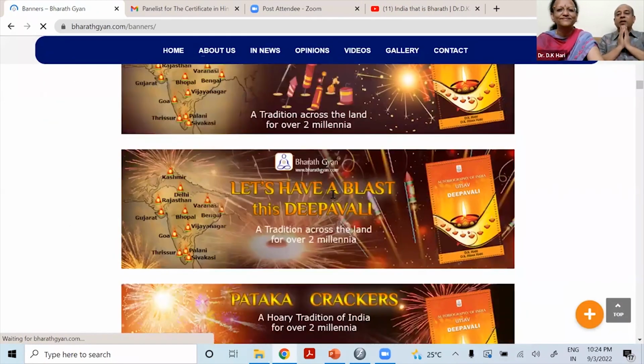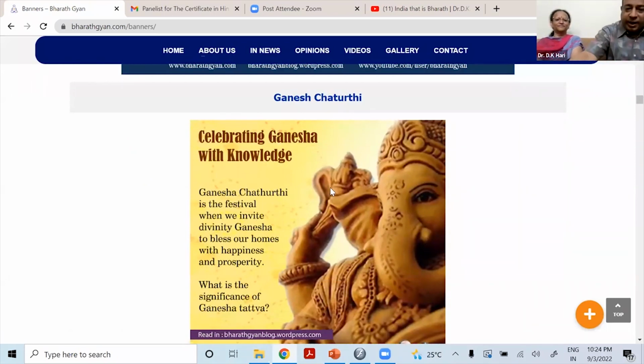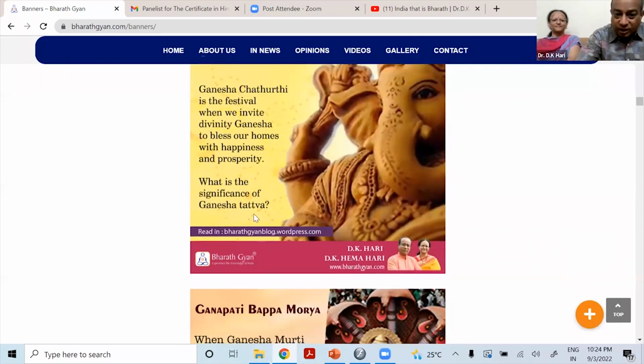So if you go to our banners, you've got festivals. Look at this. There are different ways that we celebrate Ganesha. This is one particular banner that we have on the divinity of Ganesha, how we celebrate it, and the importance of Ganesh Tattva. There's obviously an article. Go check out the article here.